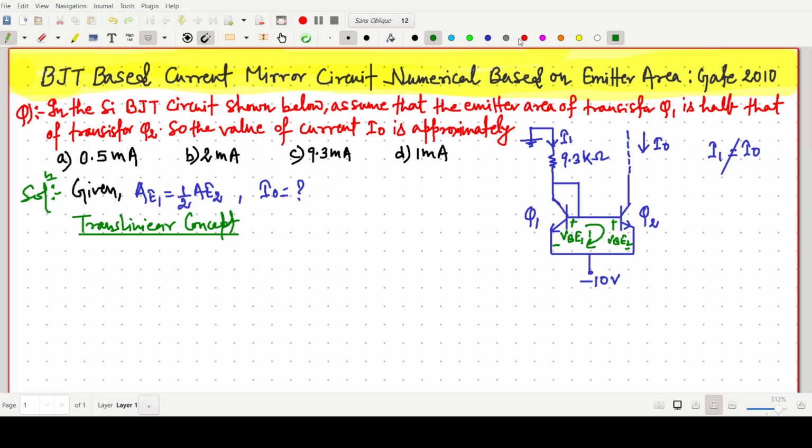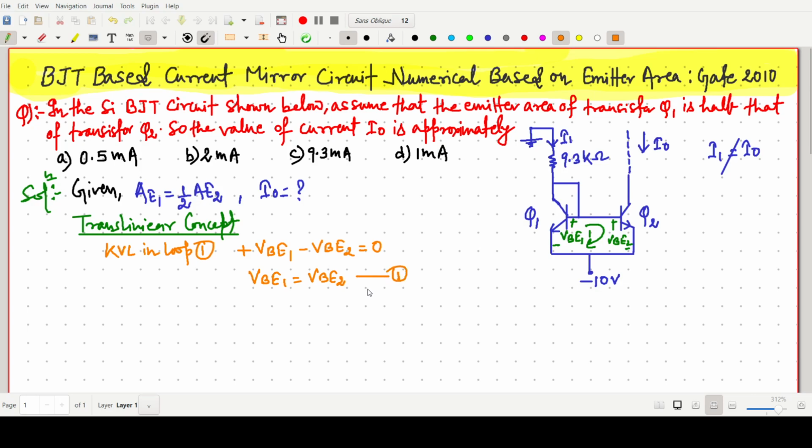So one can simply write the KVL equation for loop 1: plus VBE1 minus VBE2 equals 0. So one can write simply VBE1 equals VBE2. For both transistors Q1 and Q2, the base emitter voltage will be the same. Now, this is our equation number 1.